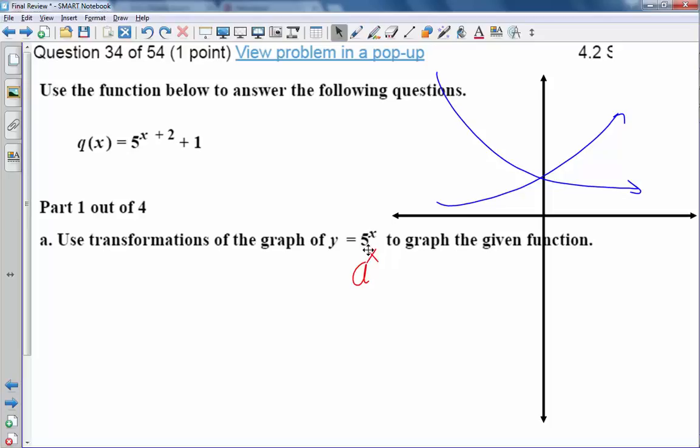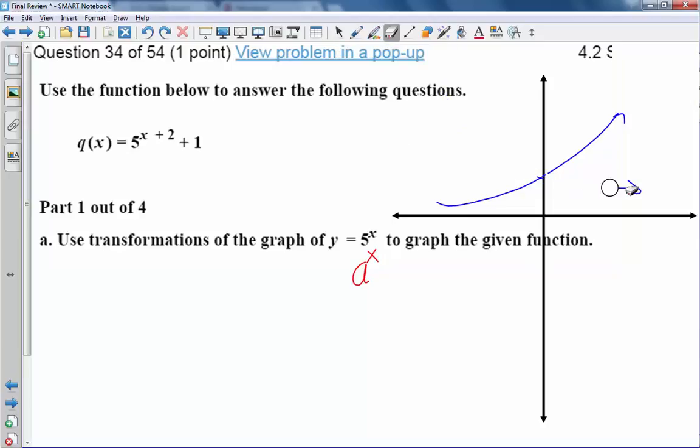Not positiveness. It's more than 1. The criterion is more than 1. If the base is more than 1, it's an increasing curve. If it is less than 1, like 0.5, 0.3, or 1/2, 1/5, those are all less than 1, it's a decreasing graph, okay? So I will delete the other option then.